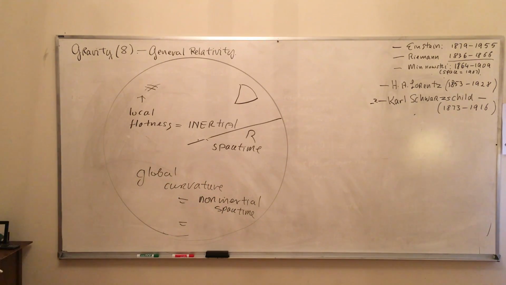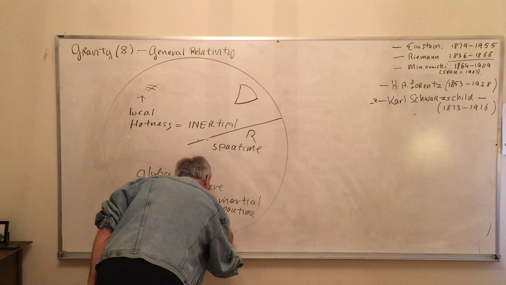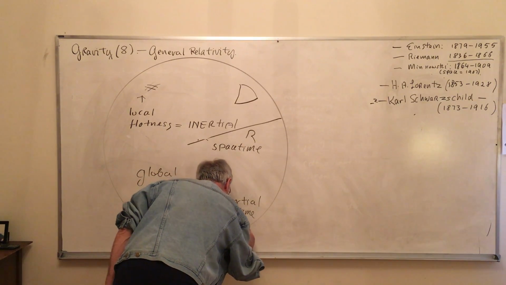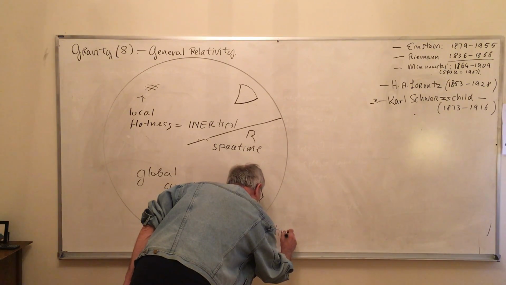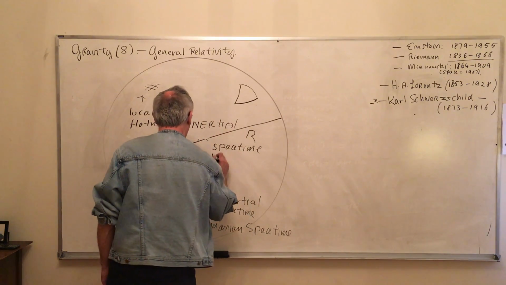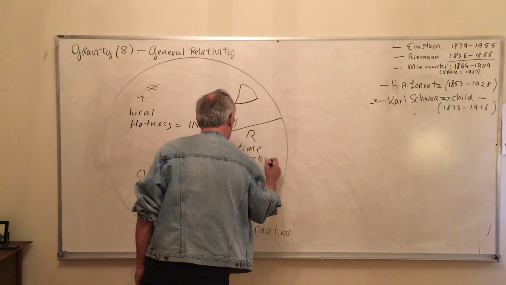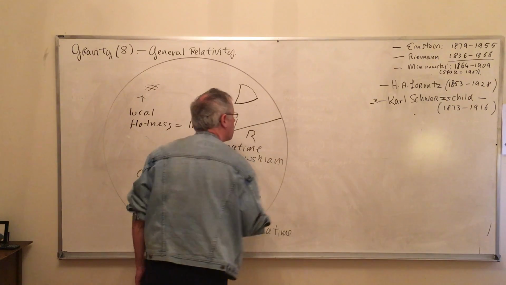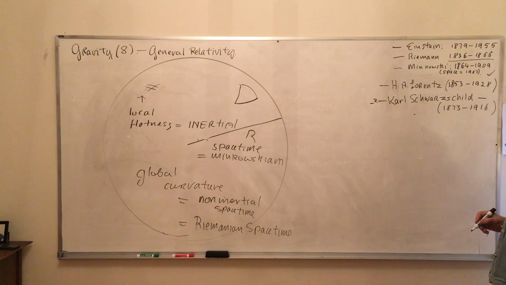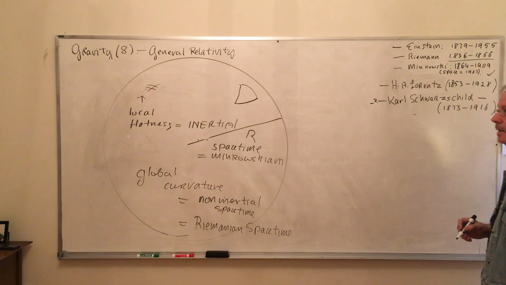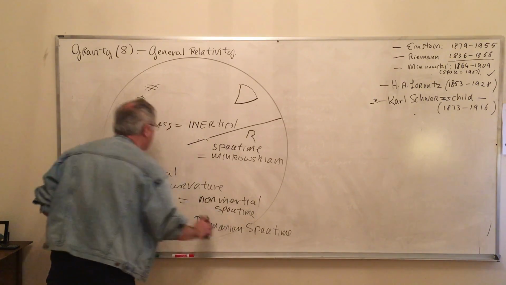This non-inertial space-time is referred to usually as Riemannian space. And this one here is Minkowski, after Minkowski, from 1864 to 1909, and I think that he was Einstein's teacher. Okay.